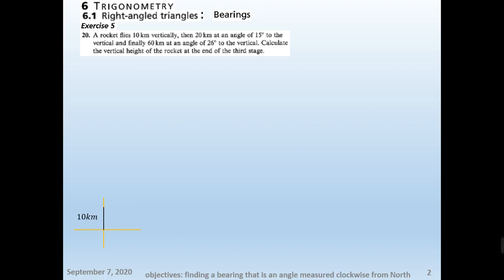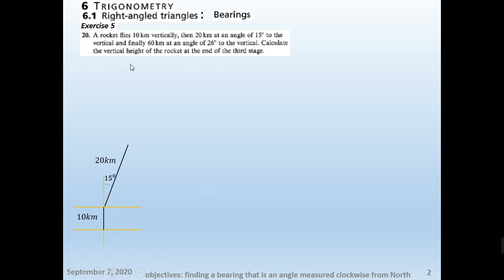Then 20 kilometer at an angle of 15. So my bearing is 15. So this is my 15 degrees. As you can see, it's measured from the north. And like I said, let's go back a little bit. Like I said, at the ending point, which is here, we draw another coordinate plane. And we measure the 15 degrees, and then I draw the line that is 20 kilometers long.